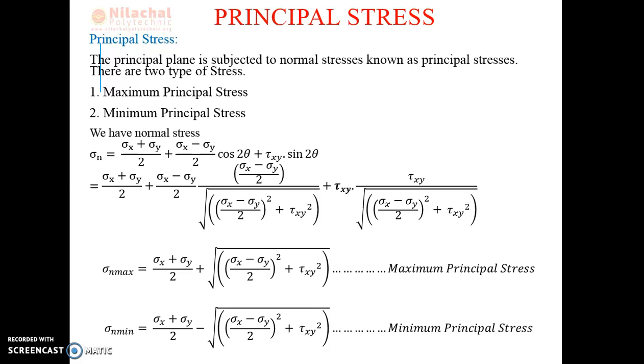If you are going to find the minimum value, then we have to differentiate sigma n with respect to theta. Then we get the value of sigma n minimum as (sigma x plus sigma y) by 2 minus square root of ((sigma x minus sigma y) by 2) whole square plus tau xy square.